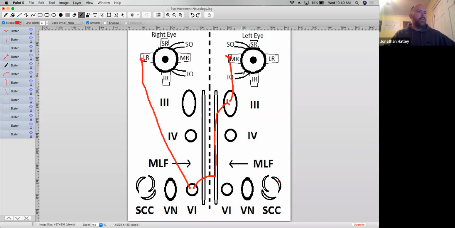So now we know effectively how the signal got to the EOMs, at least from the portion of the nucleus forward. But how did the signal get from this horizontal canal, the left horizontal canal, over to the right abducens nucleus?